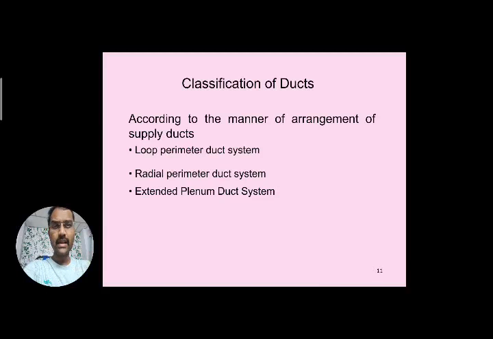You can easily decide what type of duct system it is. It is a loop type. Loop in the sense it is a closed one. You can see a loop type of structure. Radial type in the sense you can see how they are radial, so from the main duct, how they are arranged radially. Extended plenum duct system means how they are extended. We will see the line diagram, and we'll get some idea regarding these duct systems.